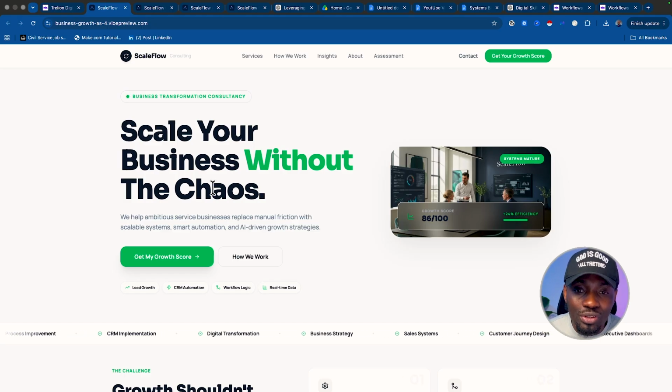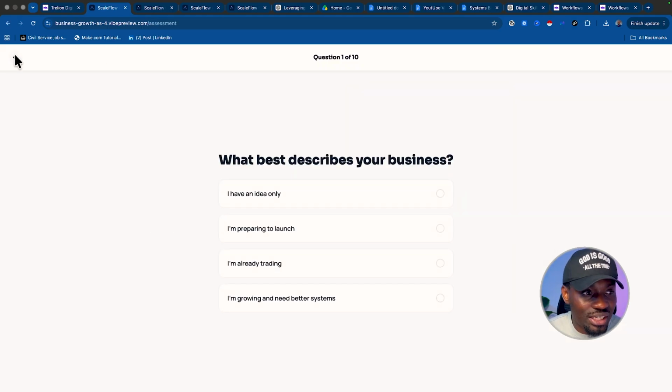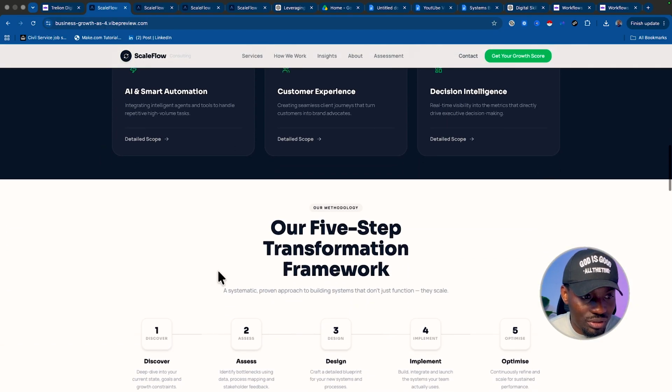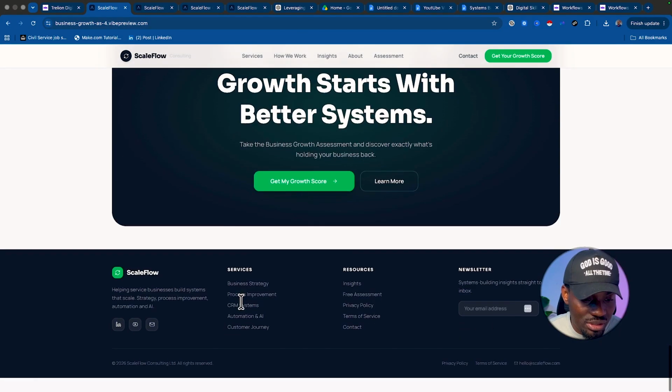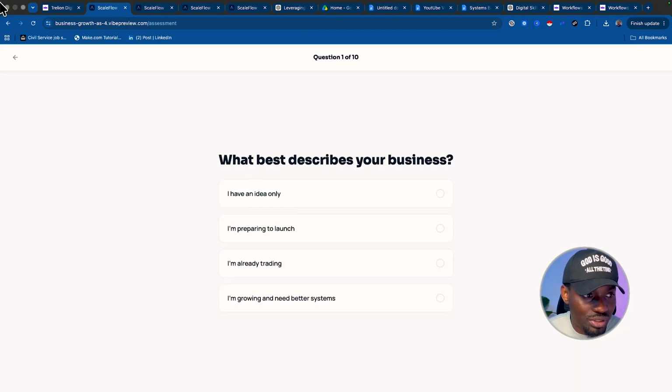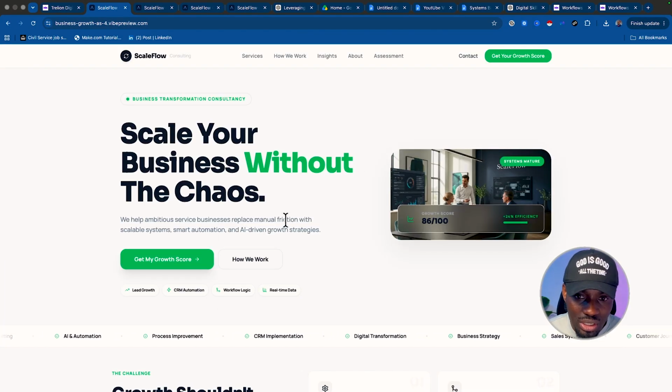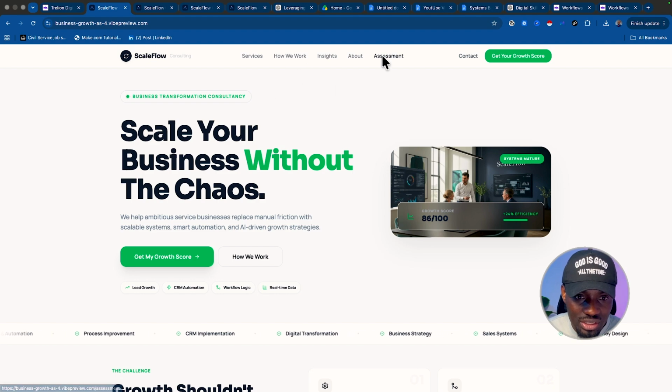Let me see if all the buttons are connected. Fantastic. This is connected. Oh, this is connected as well. Check all the other buttons and see. Oh, this is good. Connected as well. And then let's check assessments.